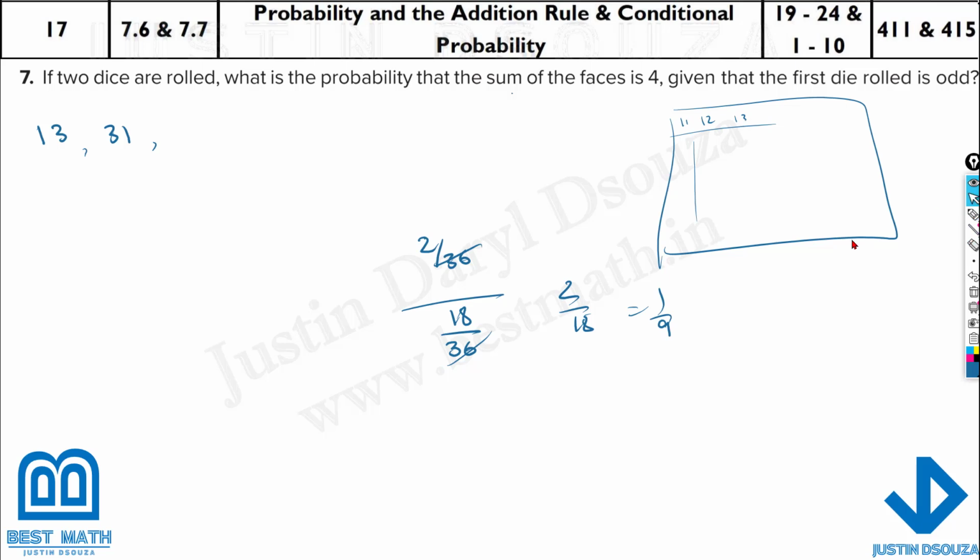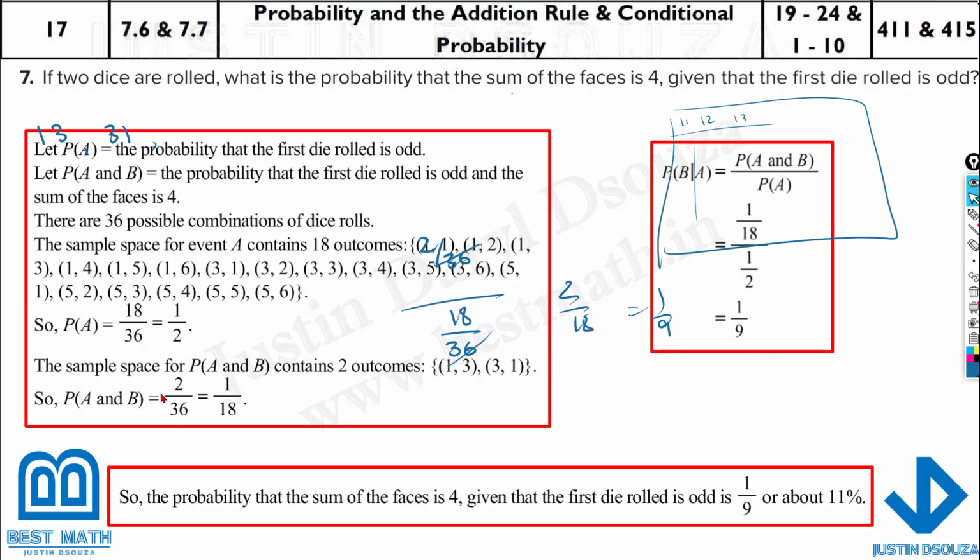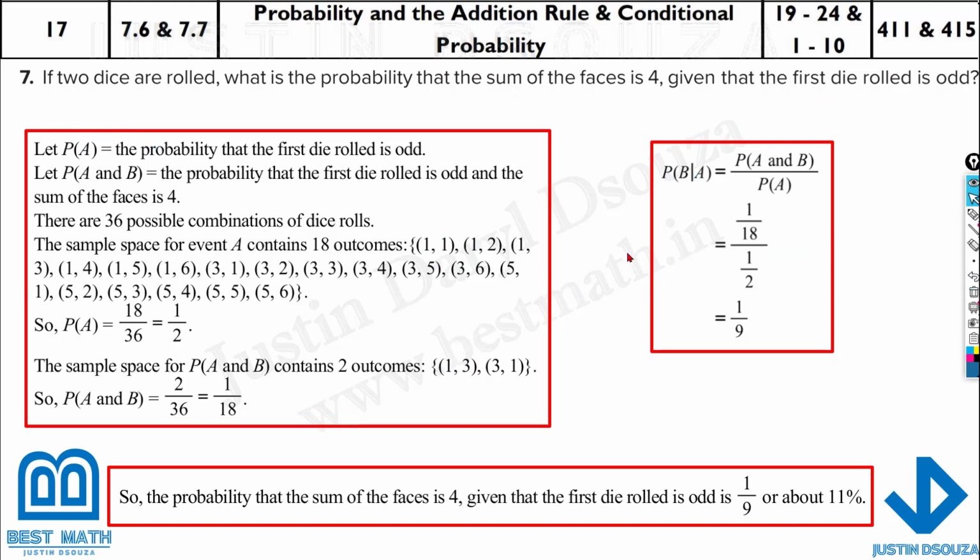So that should be the final answer. It's 1, 9. You can see here they have written all the possibilities, but you don't need to do that. See, these are all the possibilities. From this, okay, these are the odd numbers. From this, you have to find the sums that give you 4.